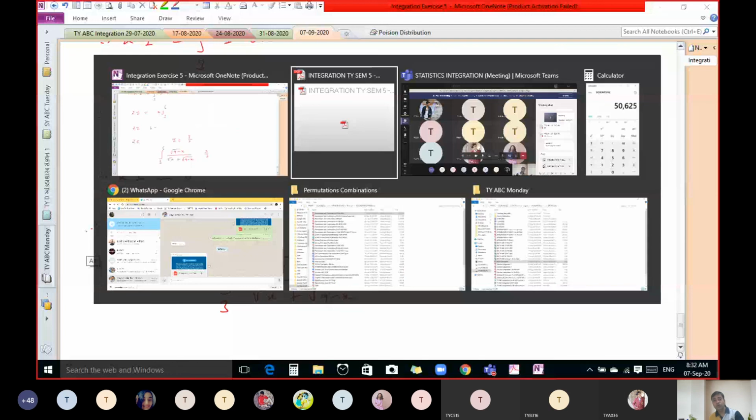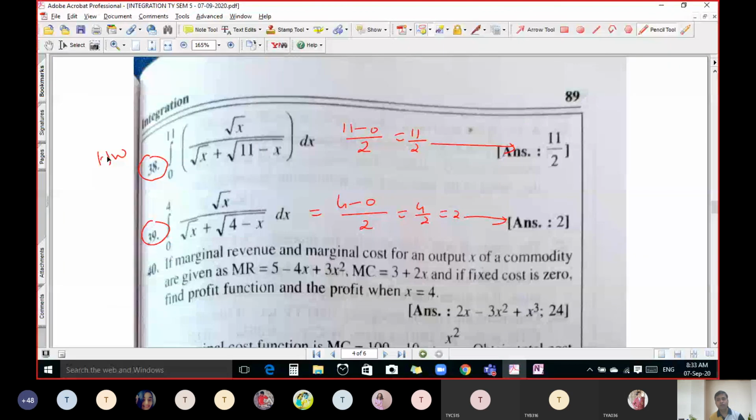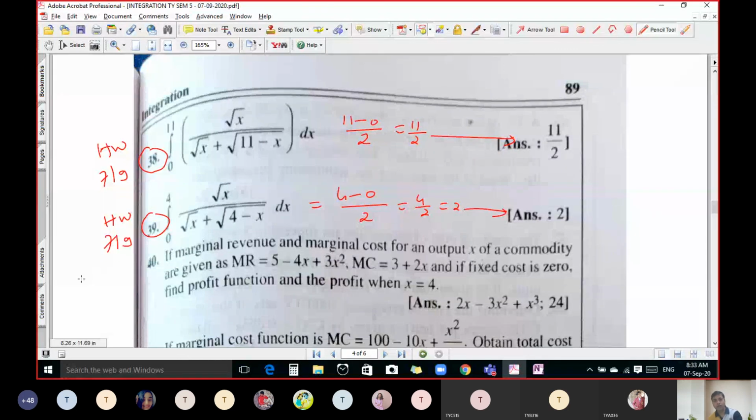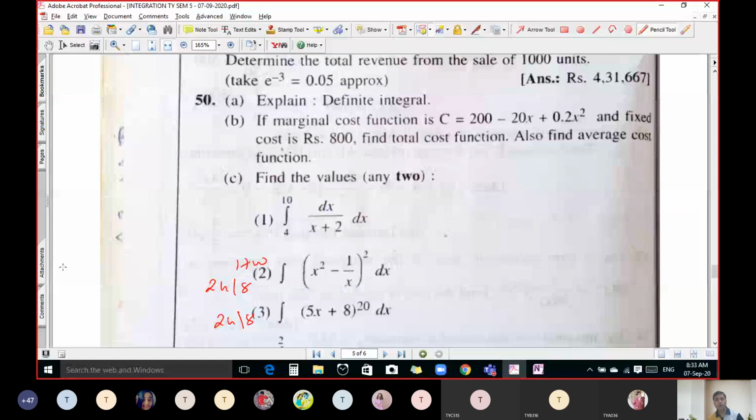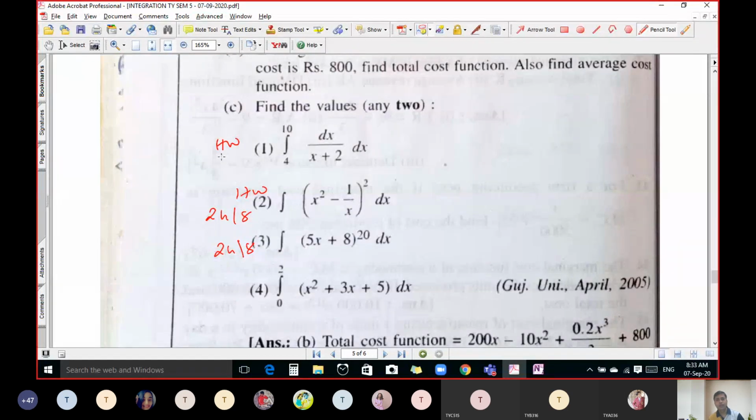You can try these two questions, question number 38 and 39, in the same way. If you have any doubt, we will discuss in our next lecture. You can consider these two examples as homework, and one more example. You can consider this as homework, and this one. So that is your homework and that is enough for today.